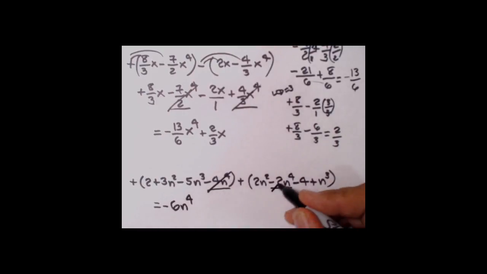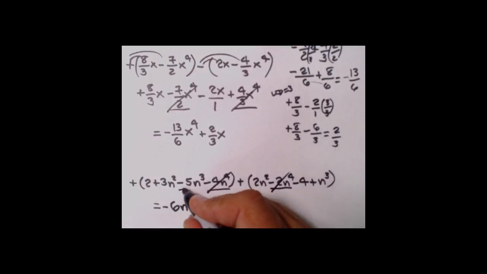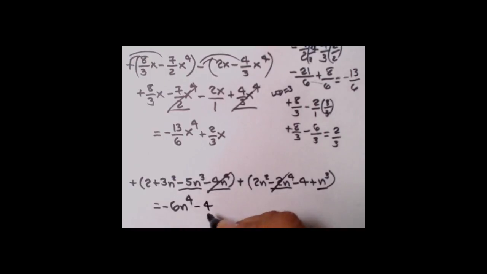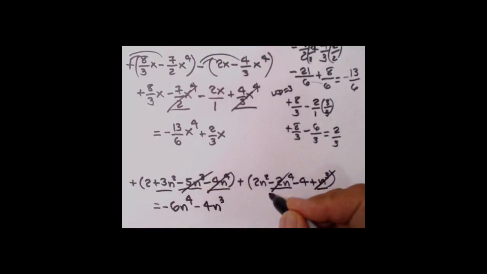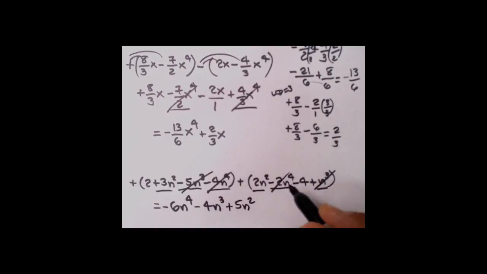Okay, cross out the ones we've done. Now n to the 3rd. I'll underline them here. Minus 5 n to the 3rd plus 1 n to the 3rd. So that's minus 4 n to the 3rd. Notice I'm going in descending order here. Next, the n squareds. Plus 3 here, plus 2 more. That's plus 5 n squared. Okay, we've taken care of them.